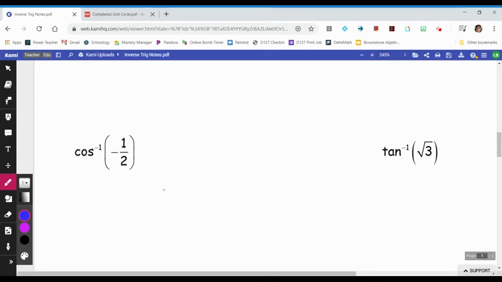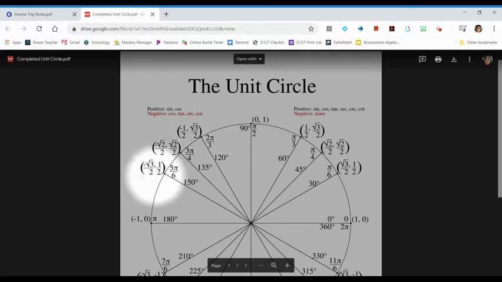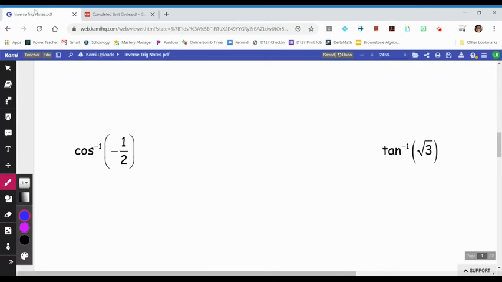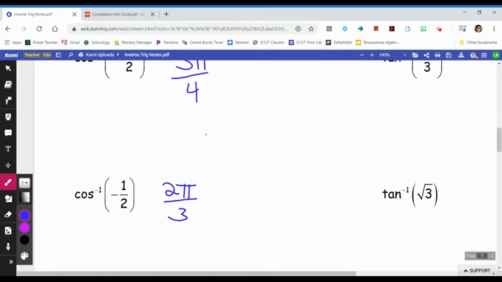And then cosine inverse of negative 1/2. Where is cosine negative 1/2? We're still looking at that second quadrant here. Which angle measure has an ordered pair that has an x value of negative 1/2? That would be 2 pi over 3. So cosine inverse of negative 1/2 is 2 pi over 3. Cosine is nice because we don't have to worry about going backwards at all. We're just dealing with the first and the second quadrant.